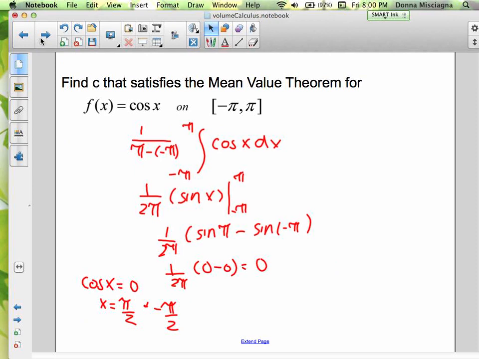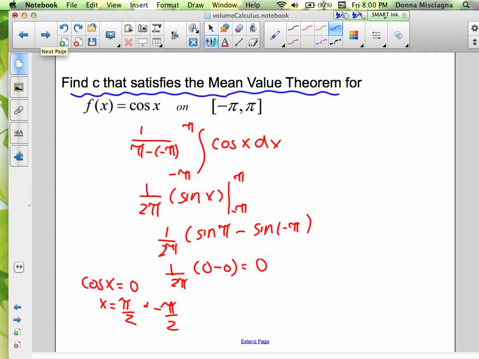interval. So if you're asked to find c that satisfies the mean value theorem for your function, it means they want to know when. Let's explain. Sometimes if you don't understand the question, it's hard to find the answer, right? So if the question says find c that satisfies the mean value theorem for a function here, it's asking you to find when the function equals the average value of the function.